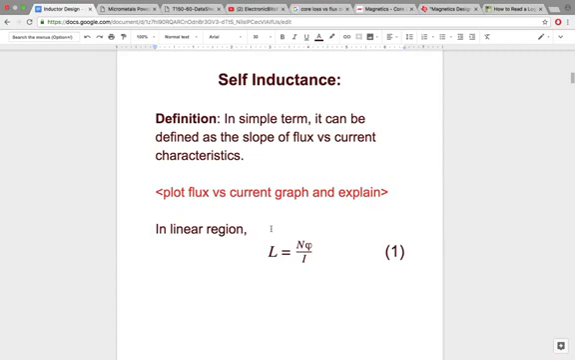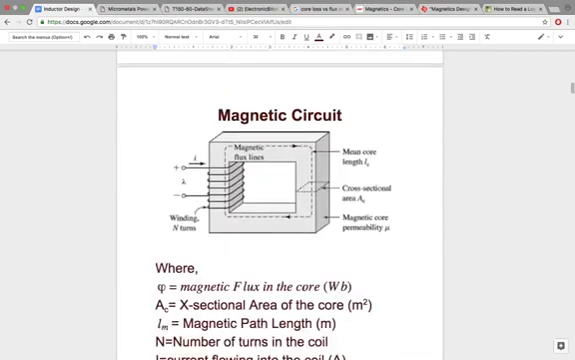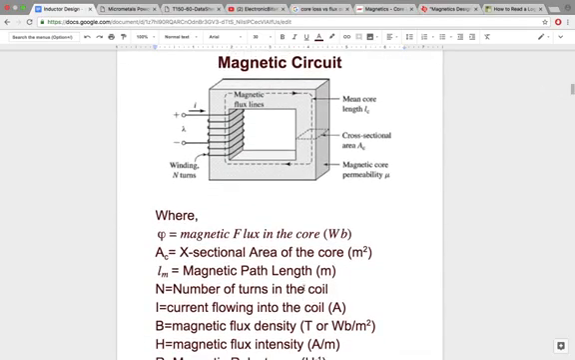So that is for one number of turns. If you have n number of turns in the coil, then it will be multiplied by n. So this equation one represents the basic definition for the self inductance. So let us consider this basic magnetic circuit, which we will use for analyzing our inductor design steps.